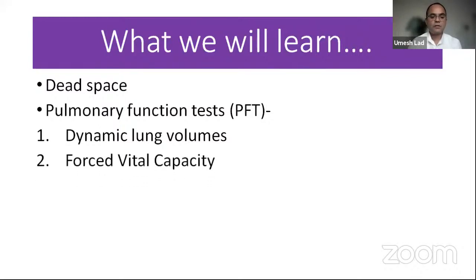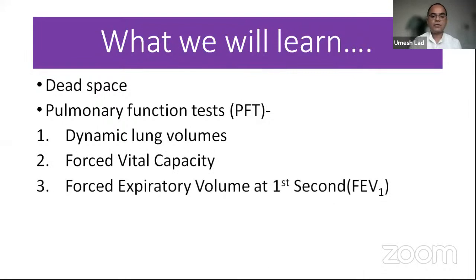And what are they? The forced vital capacity. Then there is the forced expiratory volume at the first second. Okay, now remember this. This is one of the very important concepts to understand, because the diagnosis and the differentiation of obstructive and restrictive lung disorders depends on this very simple concept of forced expiratory volume at the end of the first second. That is with respect to time, 1 second.